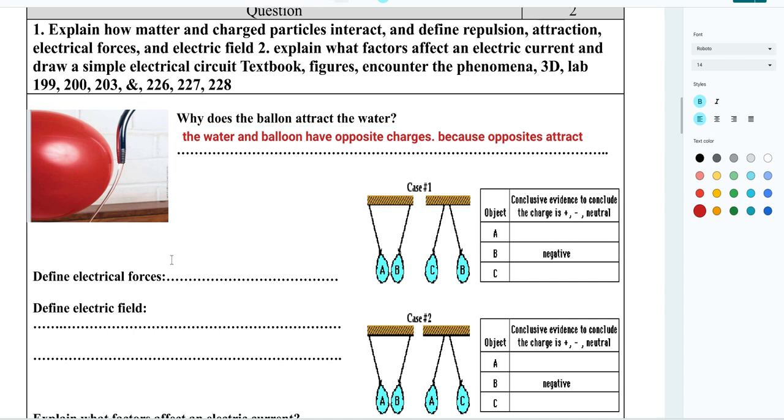So define electric forces. Electric force is a non-contact force.